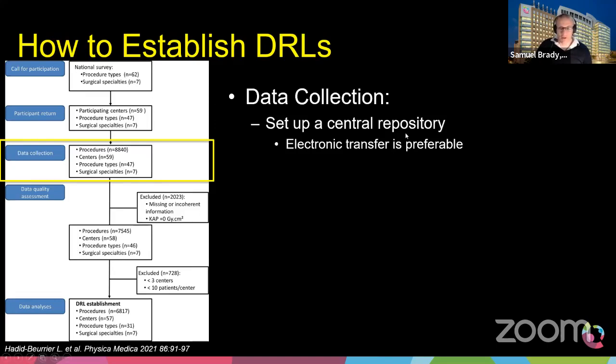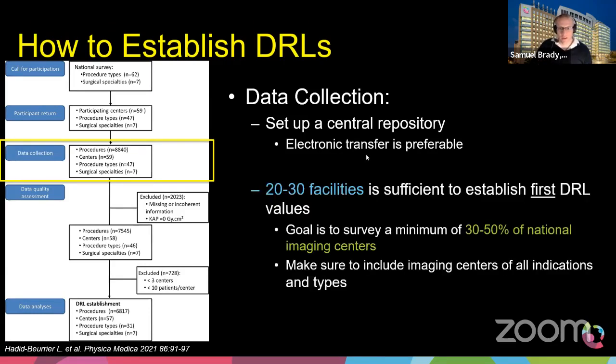So you've set up a central repository at a national level. You need to set up a way to get the data from the local to the national, either through a DMS or through that paper survey example I gave you. Now, when you go to set this up, you will want to have at a minimum about 20 to 30 facilities to establish your first round of national DRL values. The goal, however, is to eventually get 30 to 50% of all imaging centers in the nation to participate.